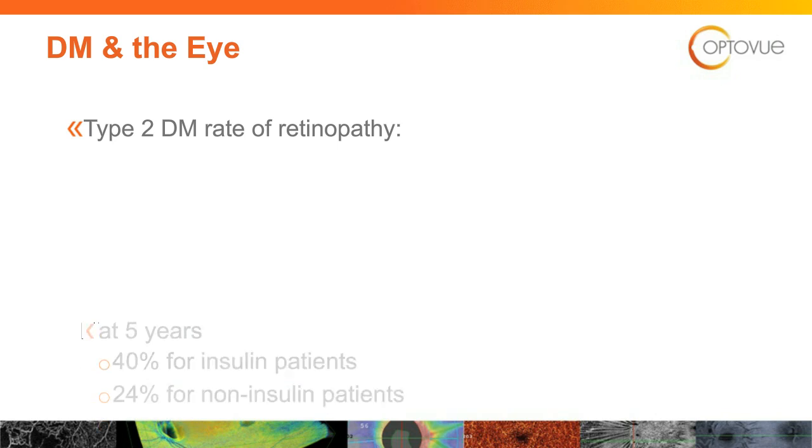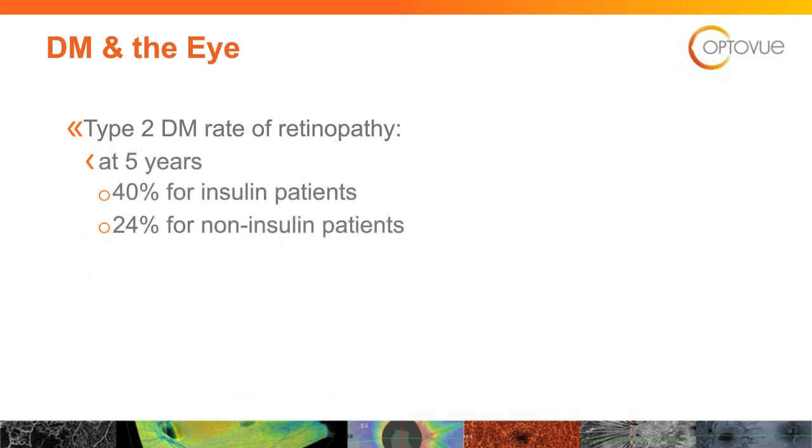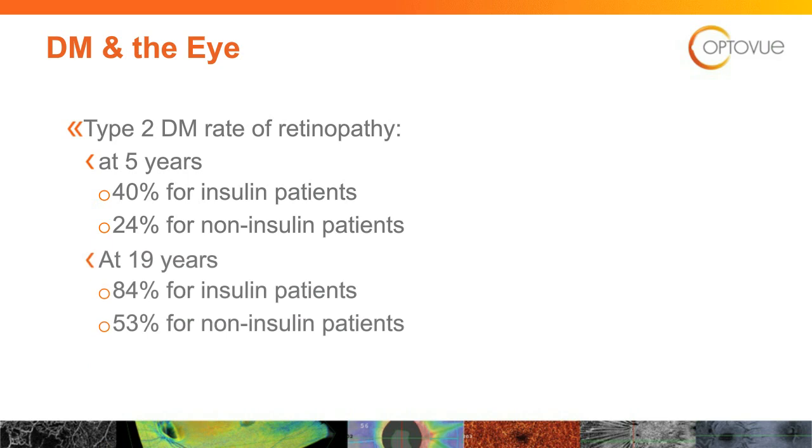So what are the rates of type 2 diabetic retinopathy? At 5 years, you're type 2 diabetic, that's the rate. If they're on insulin, it's a little bit higher than if they're not on insulin, but 1 out of 4 or 4 out of 10 are going to have diabetic retinopathy. At 19 years, that's going to increase. The point is, we know that diabetic retinopathy is going to become more prevalent and the incidence increases the longer your patient has diabetes.